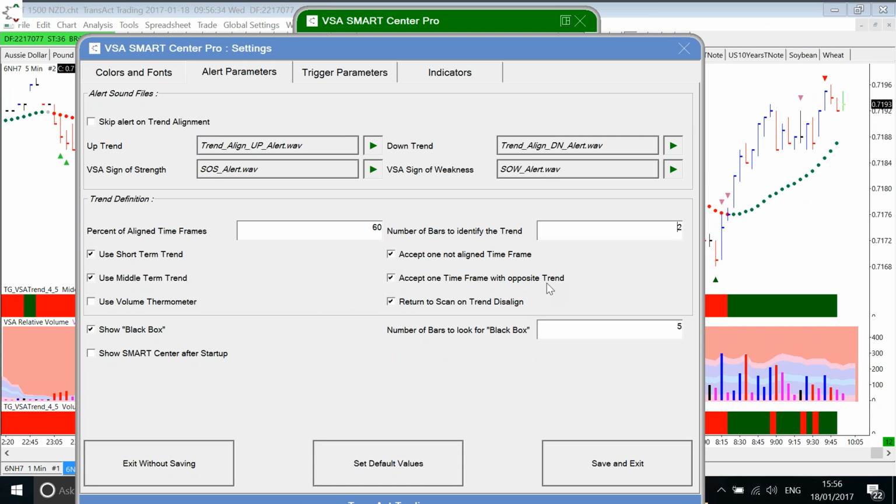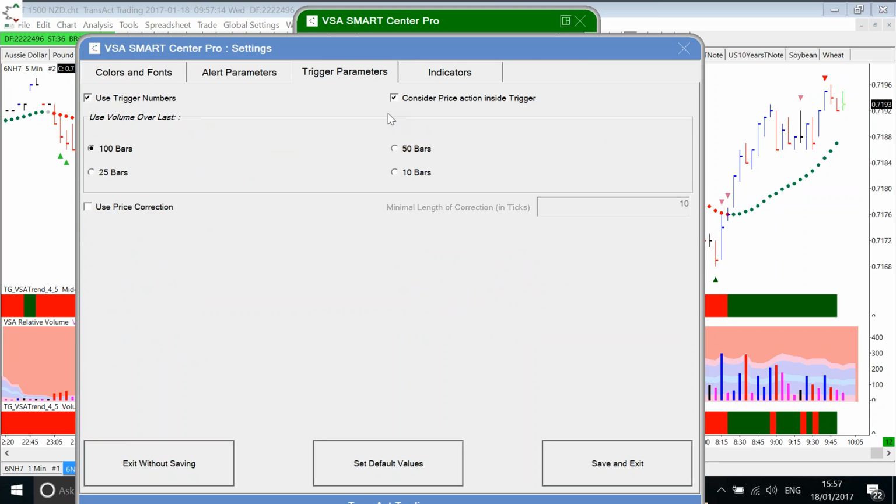I also accept one time frame in the opposite trend. So it's possible that the weekly, daily, 4-hour chart is going down, but the 1-hour chart is going up. You still need to know that there's a potential trade coming, because remember, if they're marking it up on the 1-hour chart, it will start to align short on the smaller time frames. So I need to know that they're marking it up, which is why I put that tick in there. And then I return to the scan. If the trend disaligns and it goes into neutral, it returns to scanning automatically. And of course, we want to show the black box.